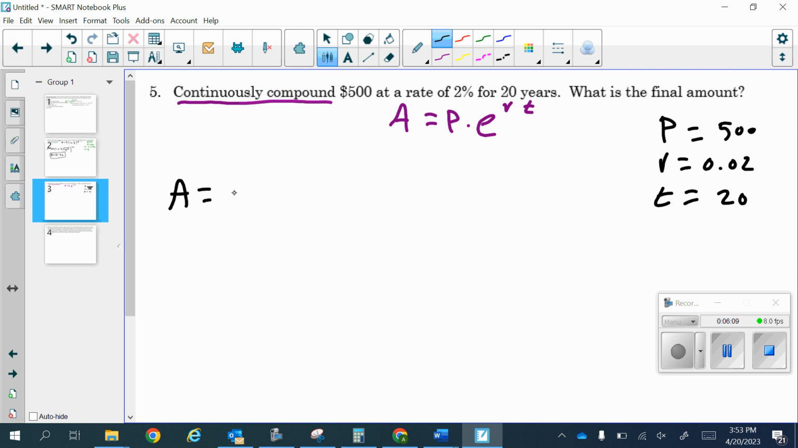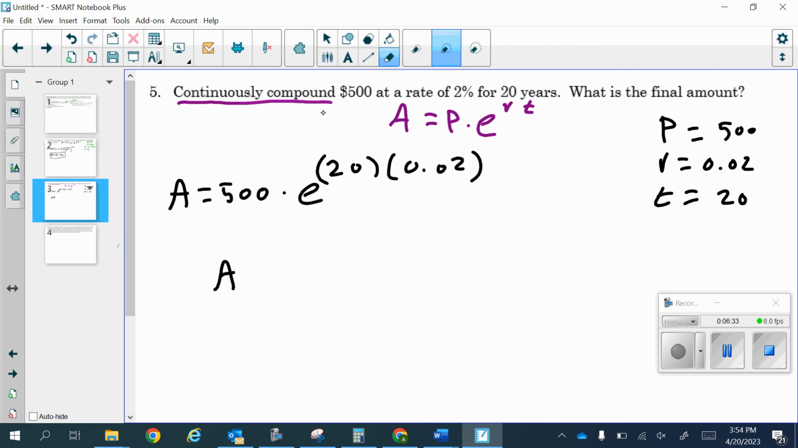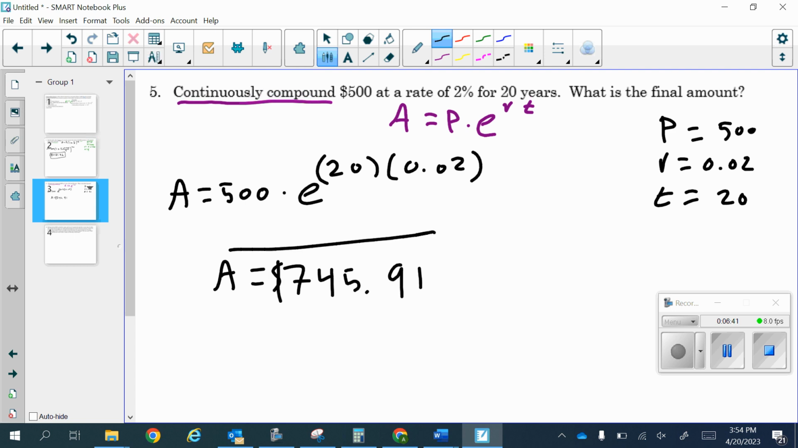So A is going to equal my principal amount, which is 500, multiplied by e raised to the R times T, or 20 times 0.02. And same thing, the only thing you can do here is plug into a calculator and solve it out. And we get that the final amount in the bank account after 20 years is $745.91. So that's how much money you'll have in that bank account after 20 years.